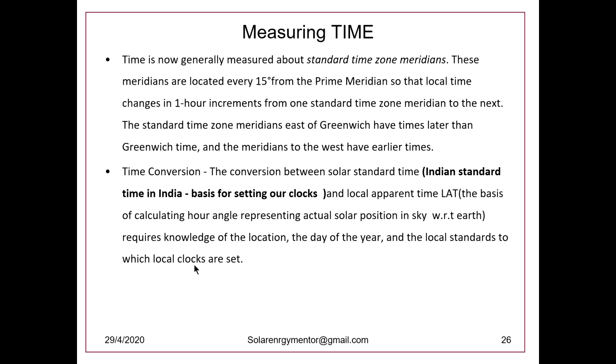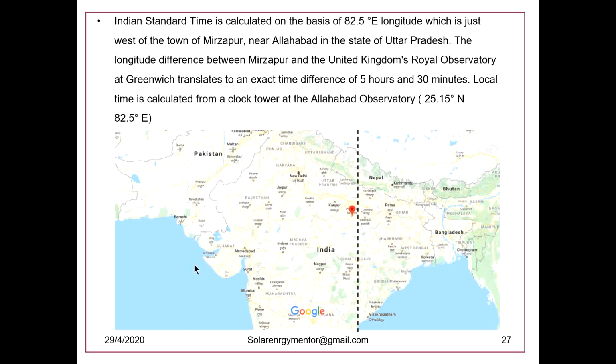So calculation of LAT requires knowledge of the location, then the day of the year, and the local standards to which the local clocks are set. Now Indian standard time is calculated on the basis of 82.5 degree east longitude. You can see here the map of India, and this longitude is 82.5 east, which is near Prayagraj. Earlier it was Allahabad, now it is Prayagraj. Some distance east of Prayagraj, this standard time longitude at 82.5 east lies.